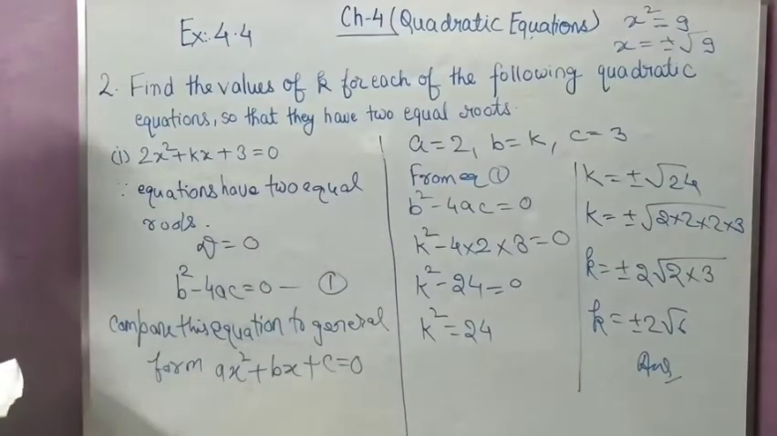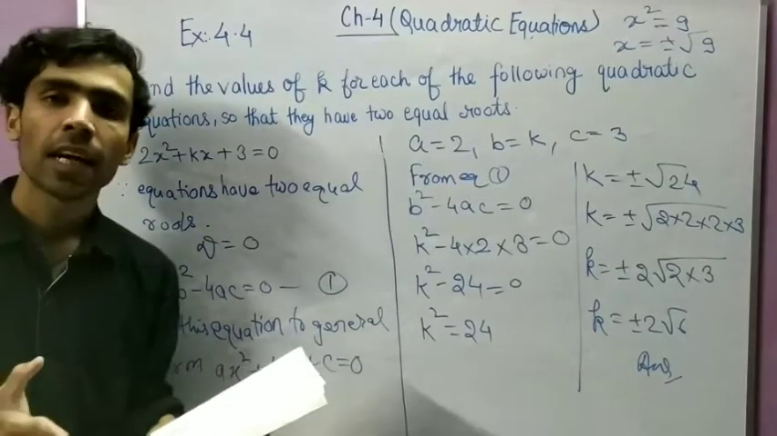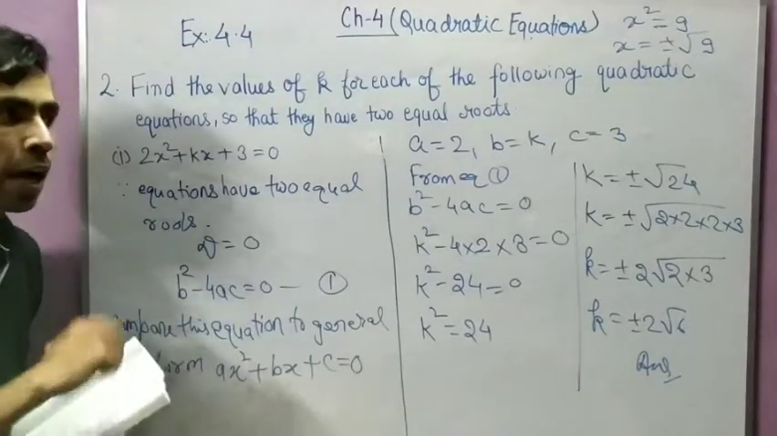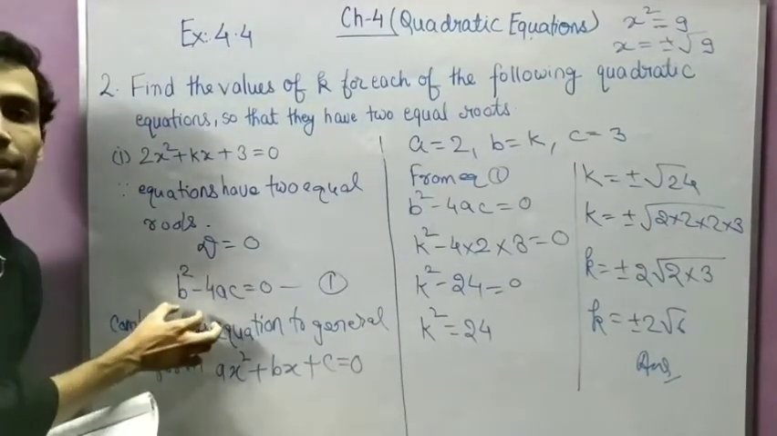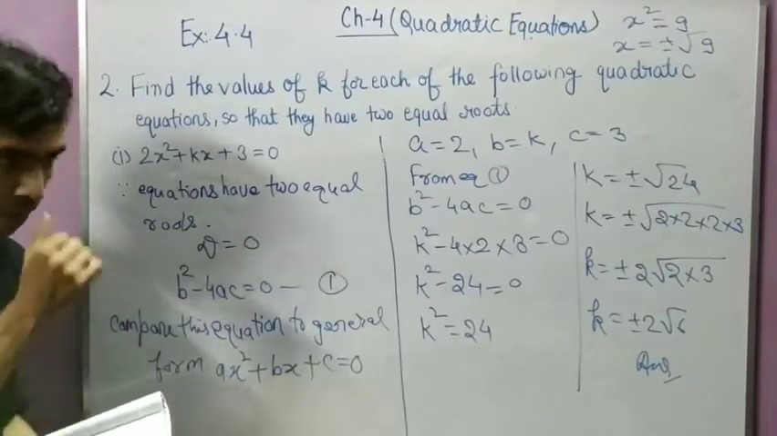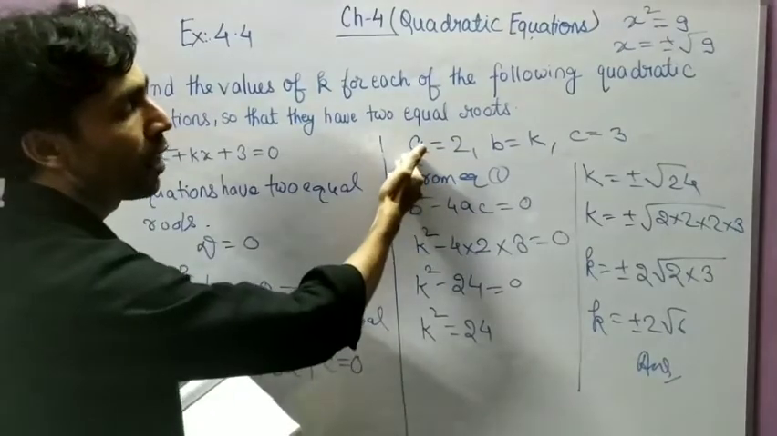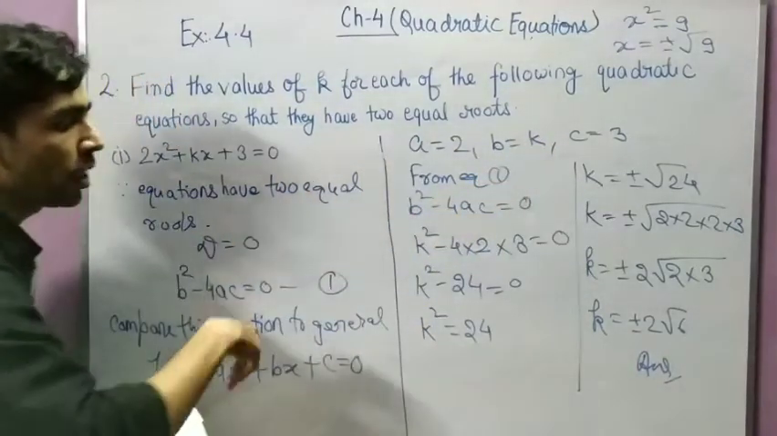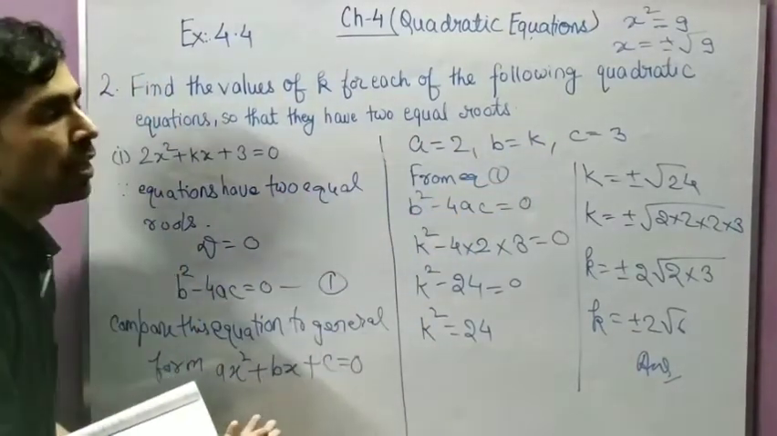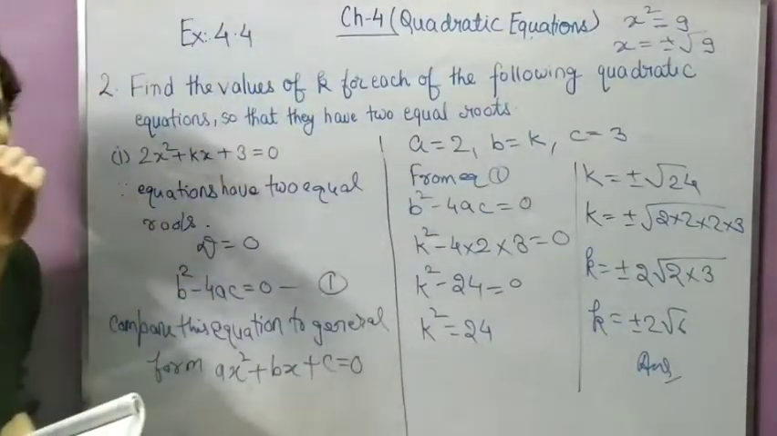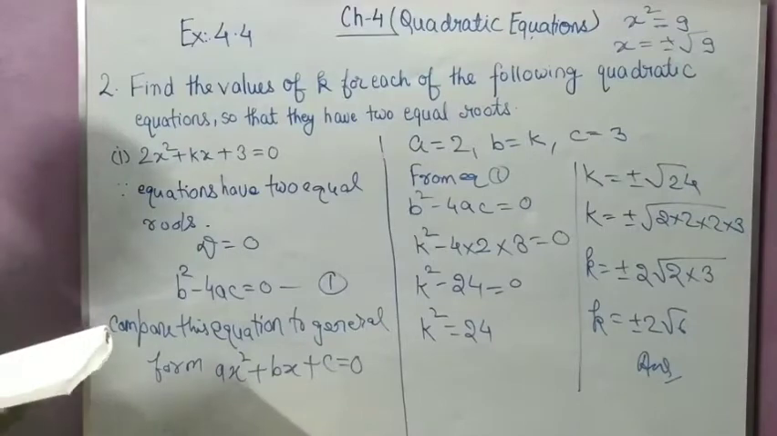Okay, so this is the method, because in the question it is given that there are two equal roots. So for that we have written the condition. After that we put the value of D, that is b square minus 4ac equal to 0. By comparing this equation with the general form, we got the values of a, b and c. We put them in that equation and solved, and after that we got the value of k, which is equal to plus minus 2 root 6.